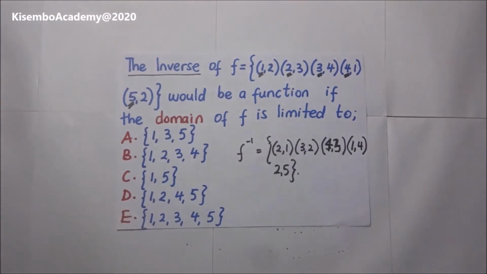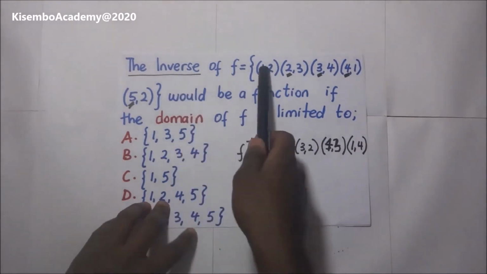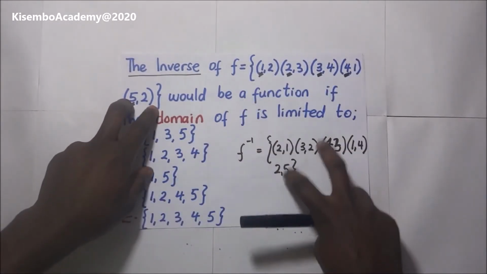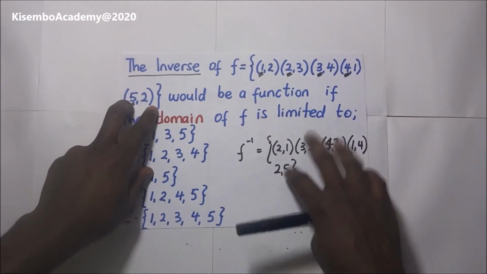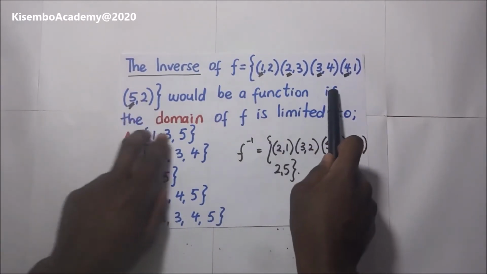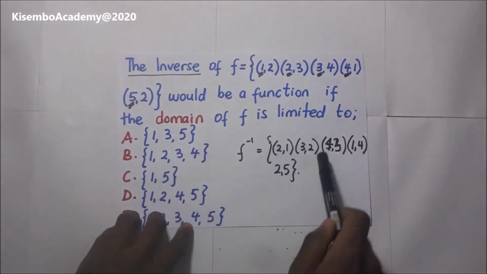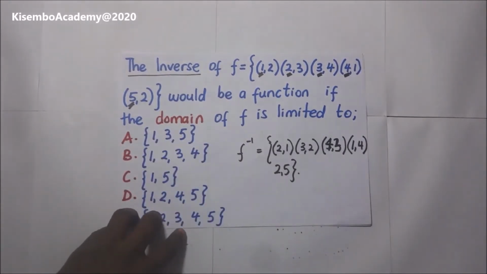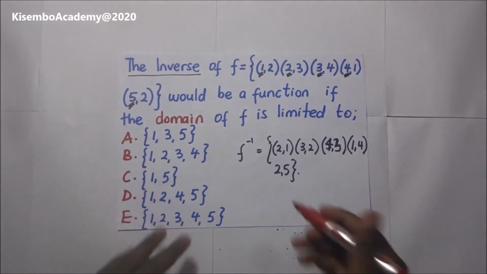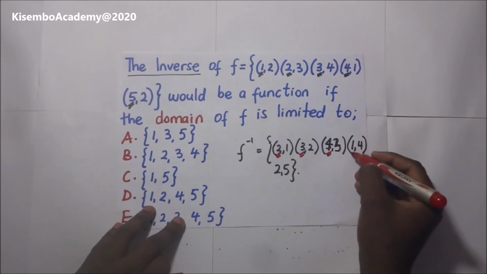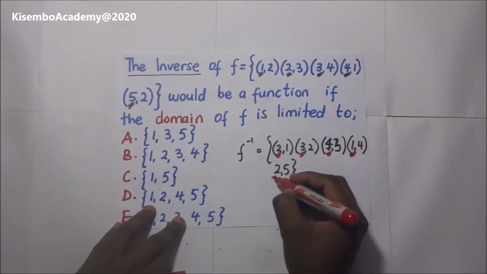So now the question is talking about the inverse of these ordered pairs, and the inverse is this one right here. They're telling us that this inverse would be a function if the domain of f is limited to a certain set of numbers. Now let's look at the domain of this inverse. We have 2 right there, we have 3, we have 4, we have 1, then we have 2 again.